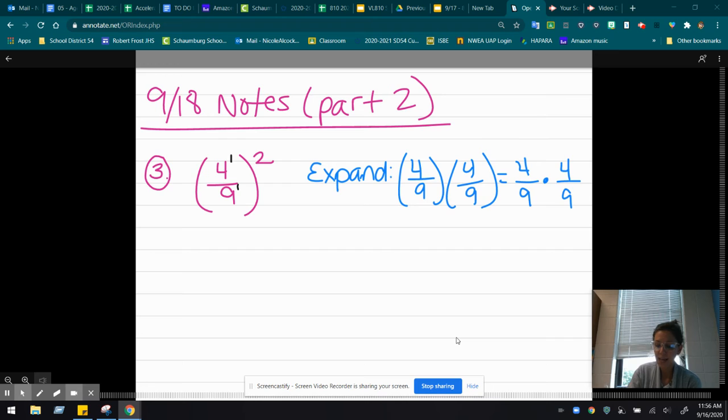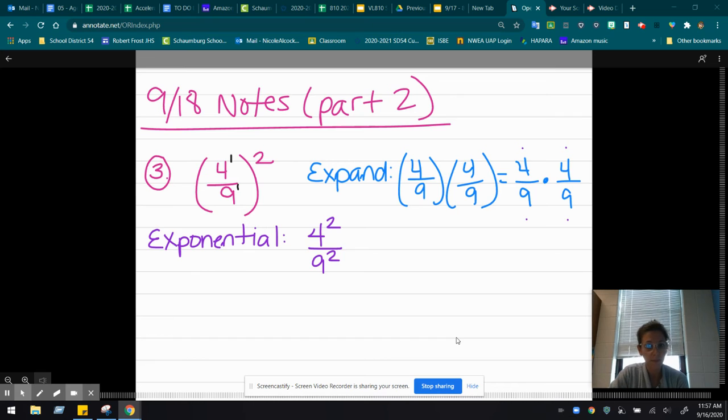So then if we move on to exponential form, I'm just looking for how many 4s and how many 9s I see. I see 2. So my exponential form is 4 to the second power over 9 to the second power. There's 1, 2 4s, 1, 2 9s.